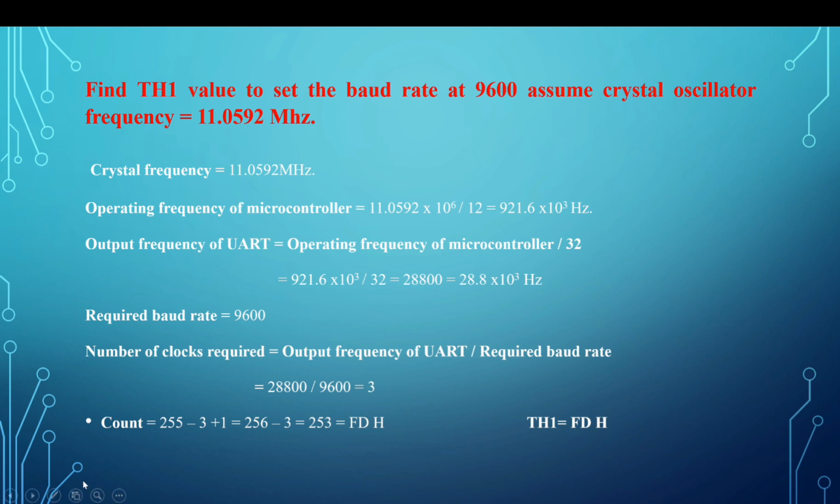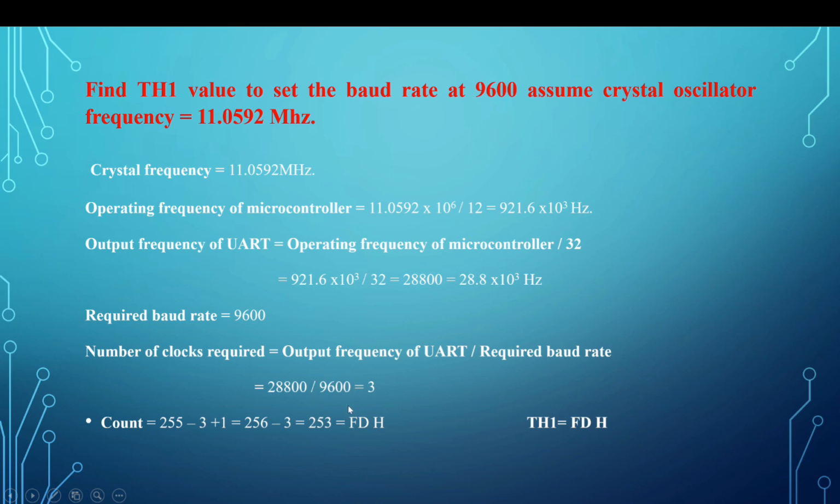So I am subtracting from 256. 256 minus 3, so my count value is 253. Now after 2 clocks it will reach 255, and the third clock will cause it to overflow. So I am counting 3 clocks. So the output frequency will come out to 9600 hertz, which is the required baud rate.